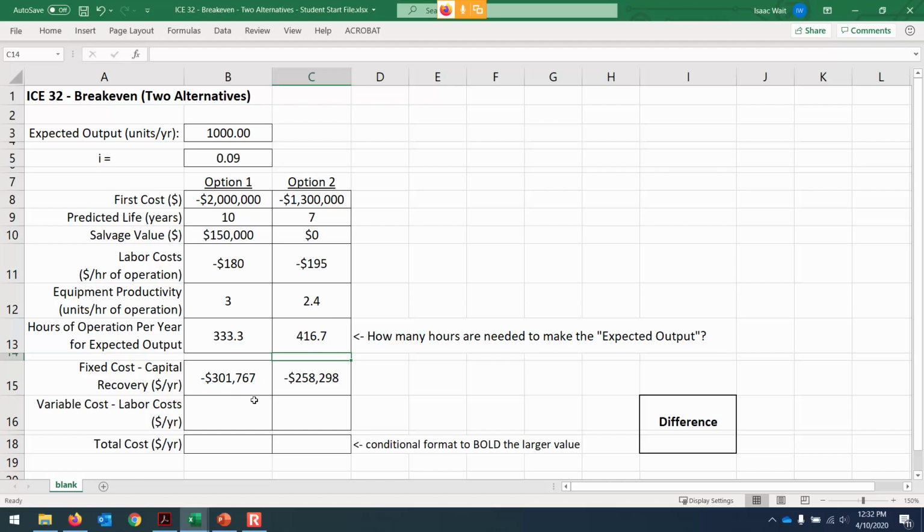So now the variable costs take this labor differential into account. We have to pay $180 per hour, and we're using 333.3 hours to make 1,000 units. So now we've got our equipment costs of 301,000 and our labor costs of 60,000. Do that same thing for option 2 and find out what your variable costs for option 2 would be. They're going to be higher.